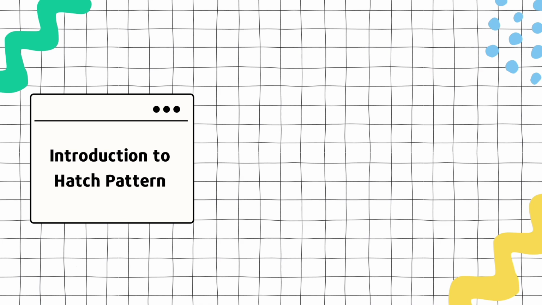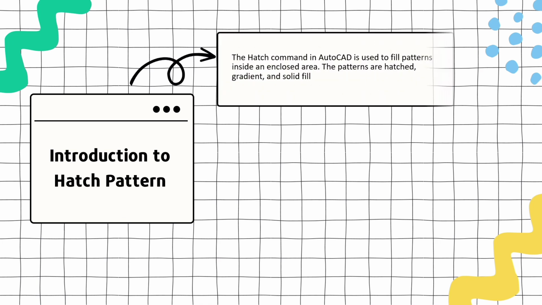So what is the use of this hatch command in AutoCAD? First of all, we have to try to understand. Okay, the hatch command in AutoCAD is used to fill pattern inside an enclosed area. Suppose you have drawn any enclosed area and you want to fill any pattern. Okay, we have different types of pattern. I will show you in AutoCAD. You want to apply any of the patterns.